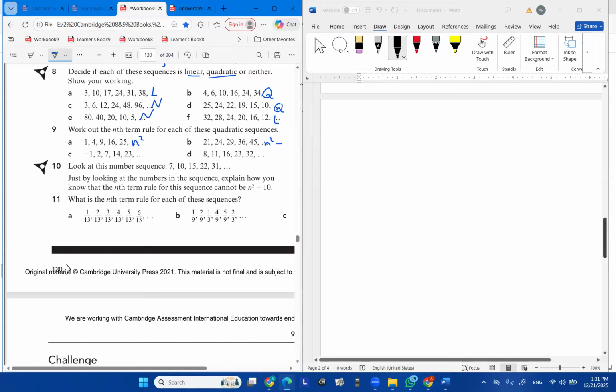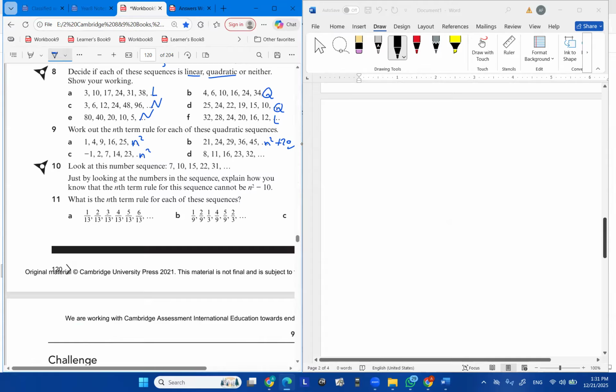I need 20 more. For 2, Mr., for the second term, will it work? Try it. For the second term, 2 squared is 4 plus 20 is 24. Yes, it worked. The next one is also n squared. It is said it's quadratic.